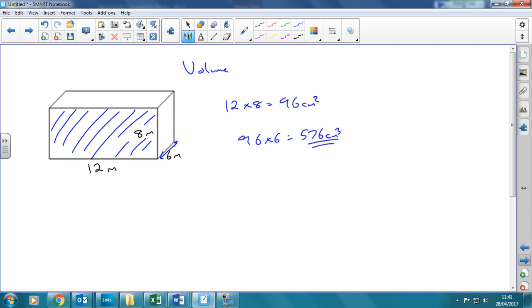So the volume will always be either centimetres cubed, metres cubed. Oh, sorry, it's metres cubed here, isn't it? So there you go, it's going to be metres squared and metres cubed. So now what we're going to do is work out the surface area.